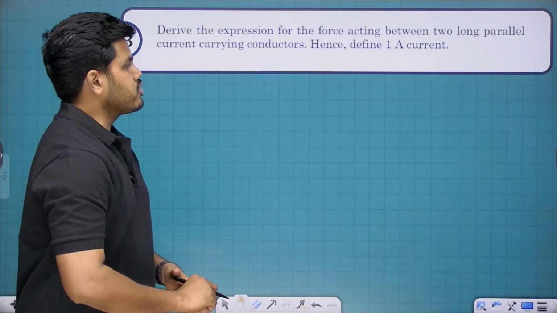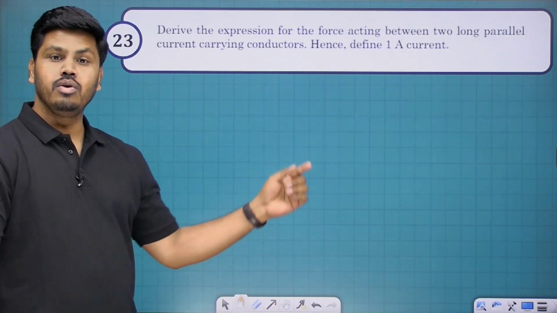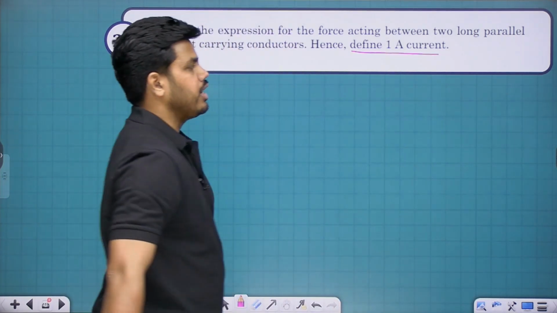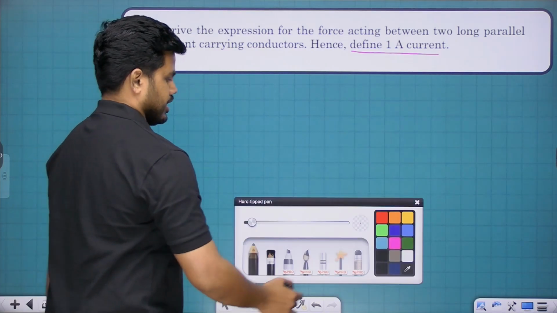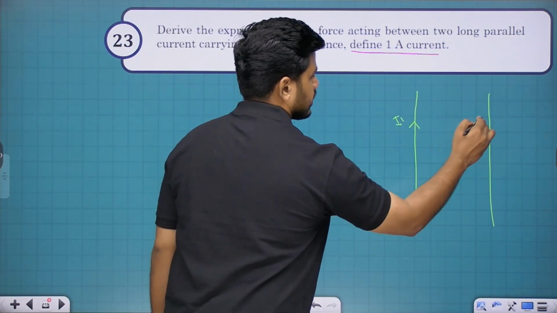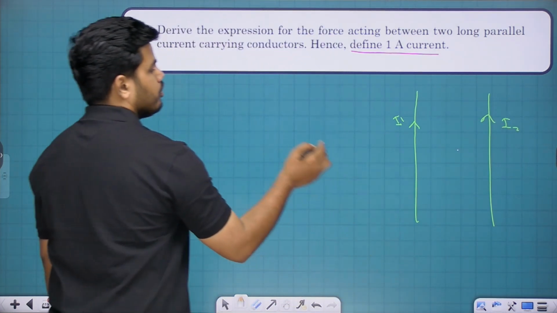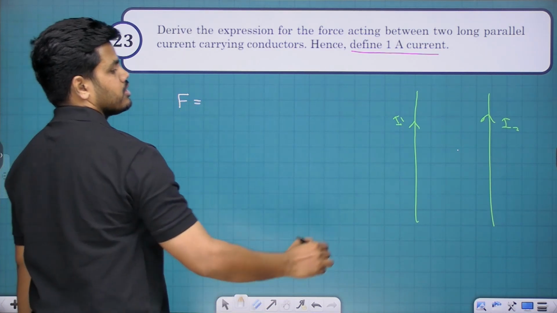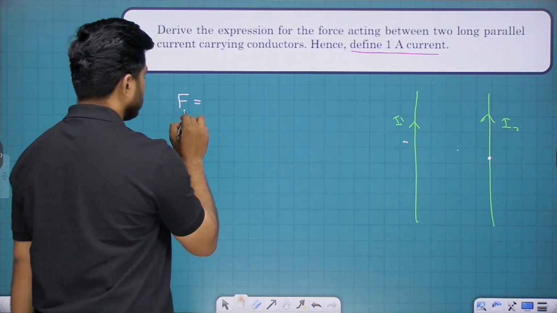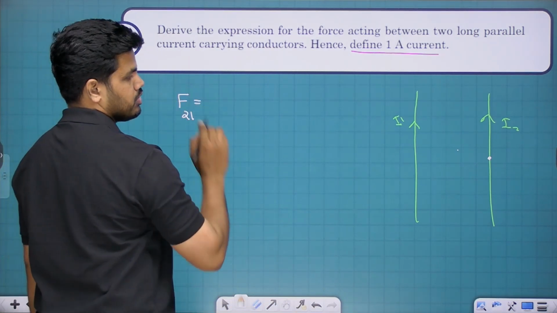23. Derive the expression for the force acting between two long parallel current carrying conductors. Hence define 1 ampere. See, this is one of the repeating 3-mark questions I told you, using which we can define 1 ampere current also. Yes. So we had two parallel straight conductors, I1 and I2. We are not going for the derivation, just revise the derivation. There will be a force acting on this conductor because of the other, which is called F12. F21 is the force acting on the second conductor because of the first.